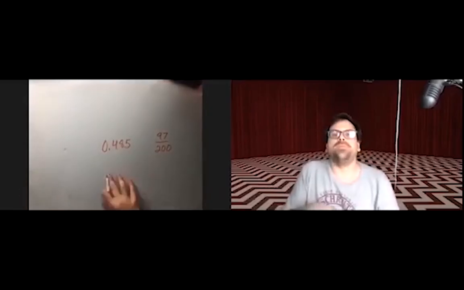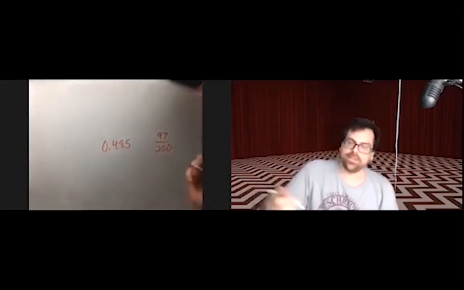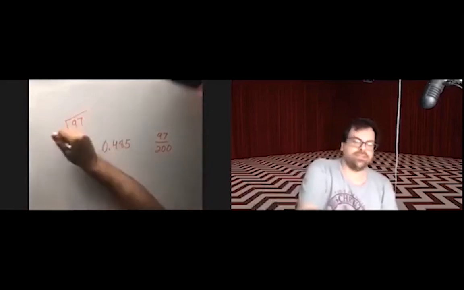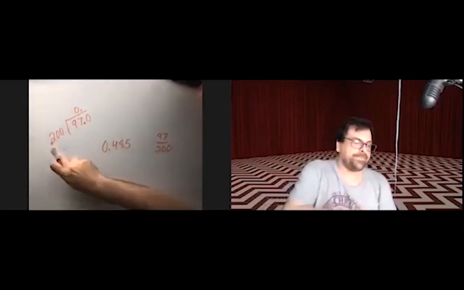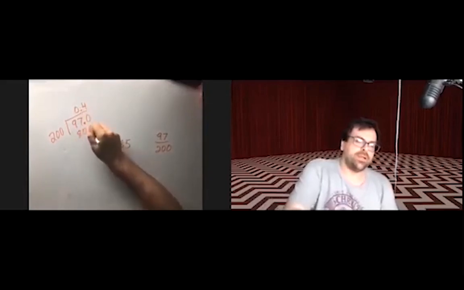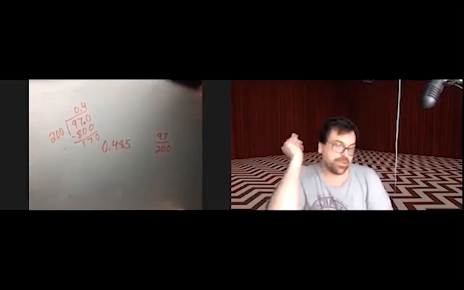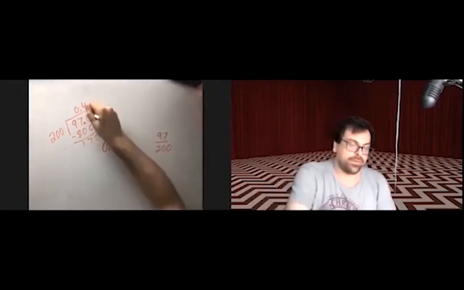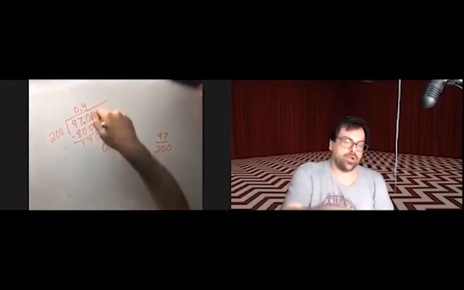We can't compare unless they're both the same thing. It's going to be easier to turn this into a decimal. So let's do it. 97 divided by 200 goes in 0 times, so 0.0, bring the decimal point up. 200 goes into 970 4 times, 800, 170 left. Same, keep going. Give ourselves a 0. Bring it down.